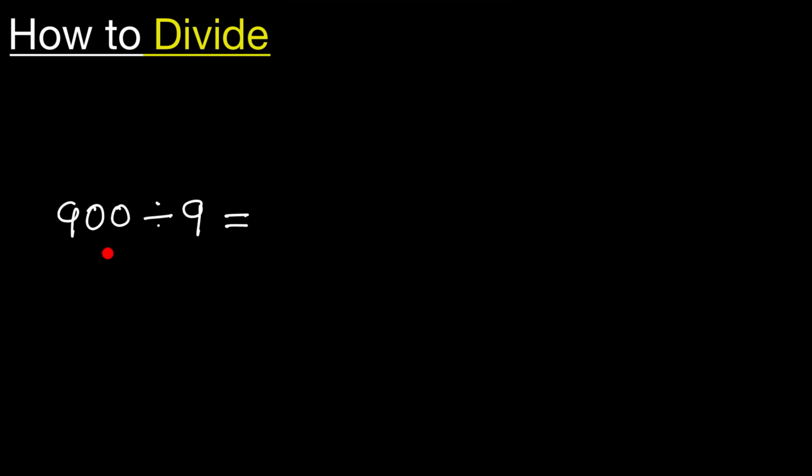Let's learn how to divide the number 900 by 9 using the long division method. Consider the first digit 9. We know that 9 times 1 is equal to 9. Subtract, we get 0.